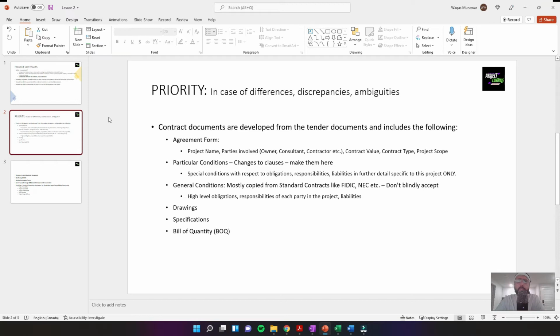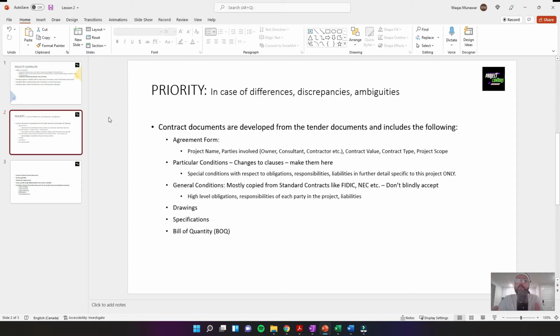So what's included in the contract document? There's an agreement form, and I'm going to show you an example after we finish these slides. The agreement form basically has a project name. It has information about the different parties involved, maybe the owner, the consultant, the contractor. It has information about the contract value, the type of contract, and then the project scope, so the general high-level scope of works. So this is the contract document which has the highest priority.